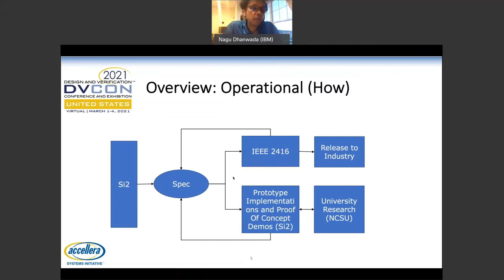So what we did here was, within SI2 the spec was developed. The spec was contributed to the IEEE 2416 working group, and we iterate within the working group in refining the spec. And along with the refined spec, we go with the prototype implementation and proof of concept demos that go along with the standard. In order to put together the prototype implementation and the proof of concept demos, we work very closely with our university partners in order to come up with all these before we release the standard to the industry.